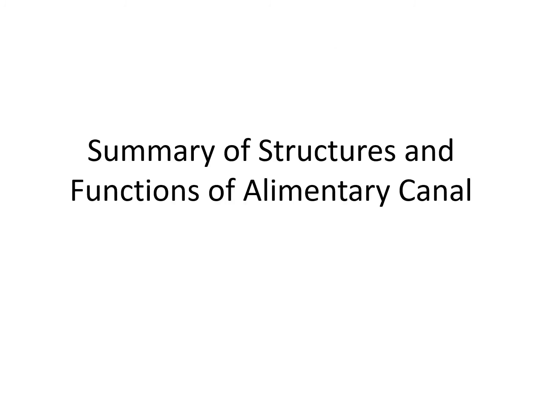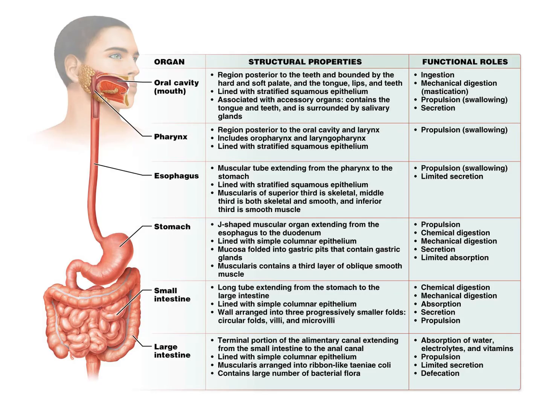So let's look at the summary of the structures and functions of the alimentary canal. Now we can include everything from the oral cavity to the large intestines. This summarizes everything we talked about so far and describes their structural properties as well as their functional roles. This is something you might want to review for the next test.